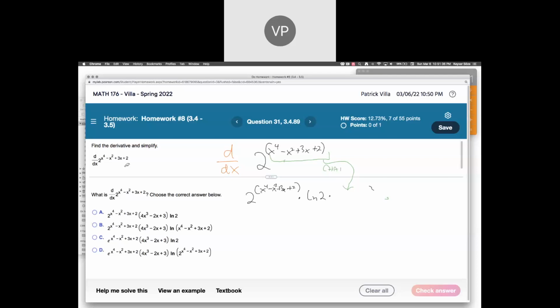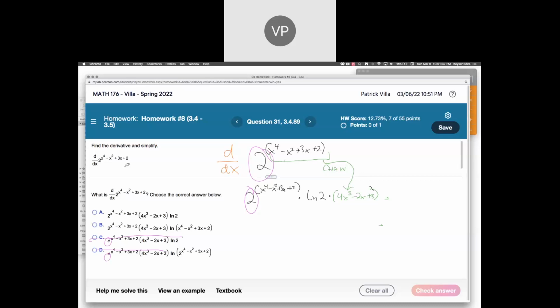So the derivative of that whole inside turns out to be 4x cubed minus 2x plus 3. Okay? So now we try to see which one most looks like the answer we have. Now, number one, if you have a base 2, like we have here, your answer has a base 2. This then has an e and this one has an e. These are out. It's got to be one of those first two.